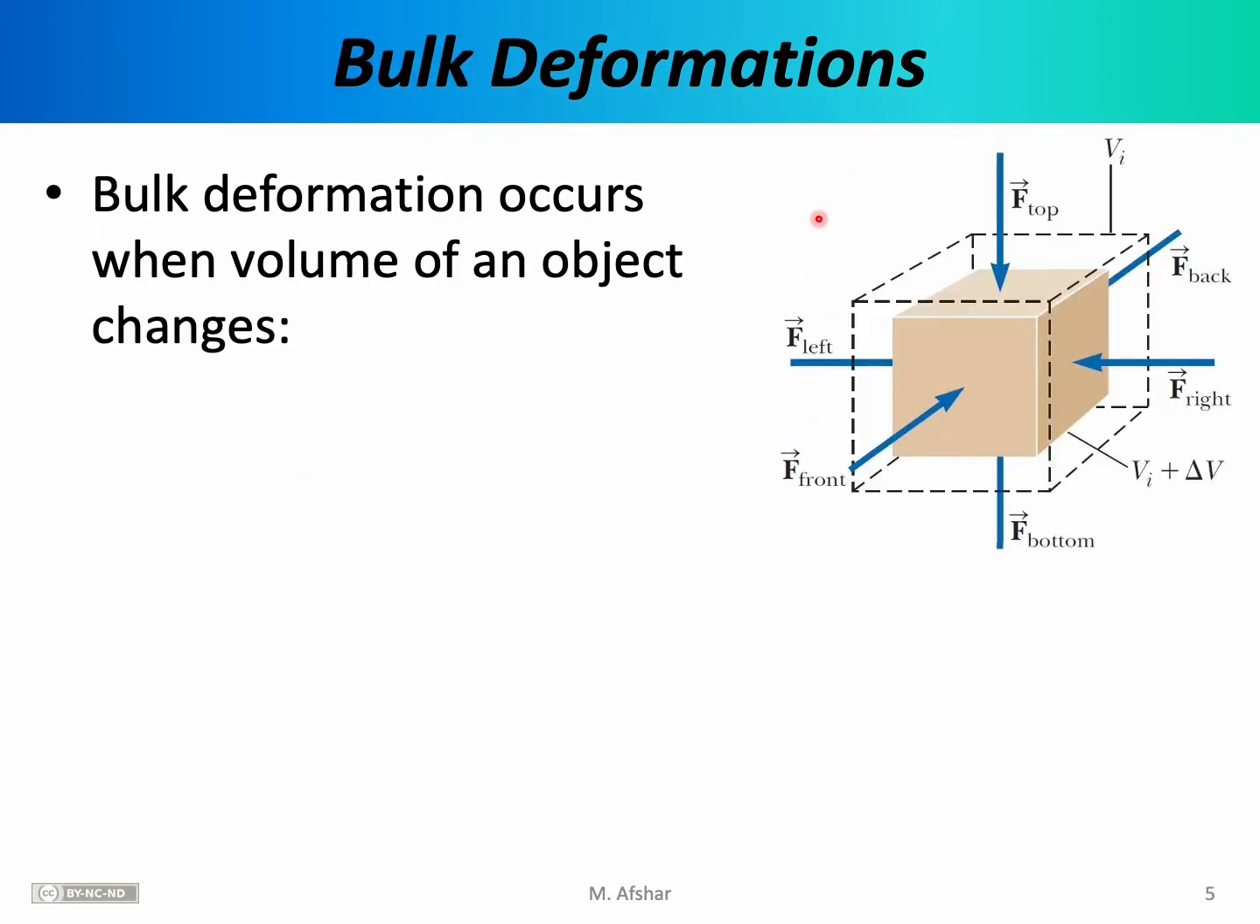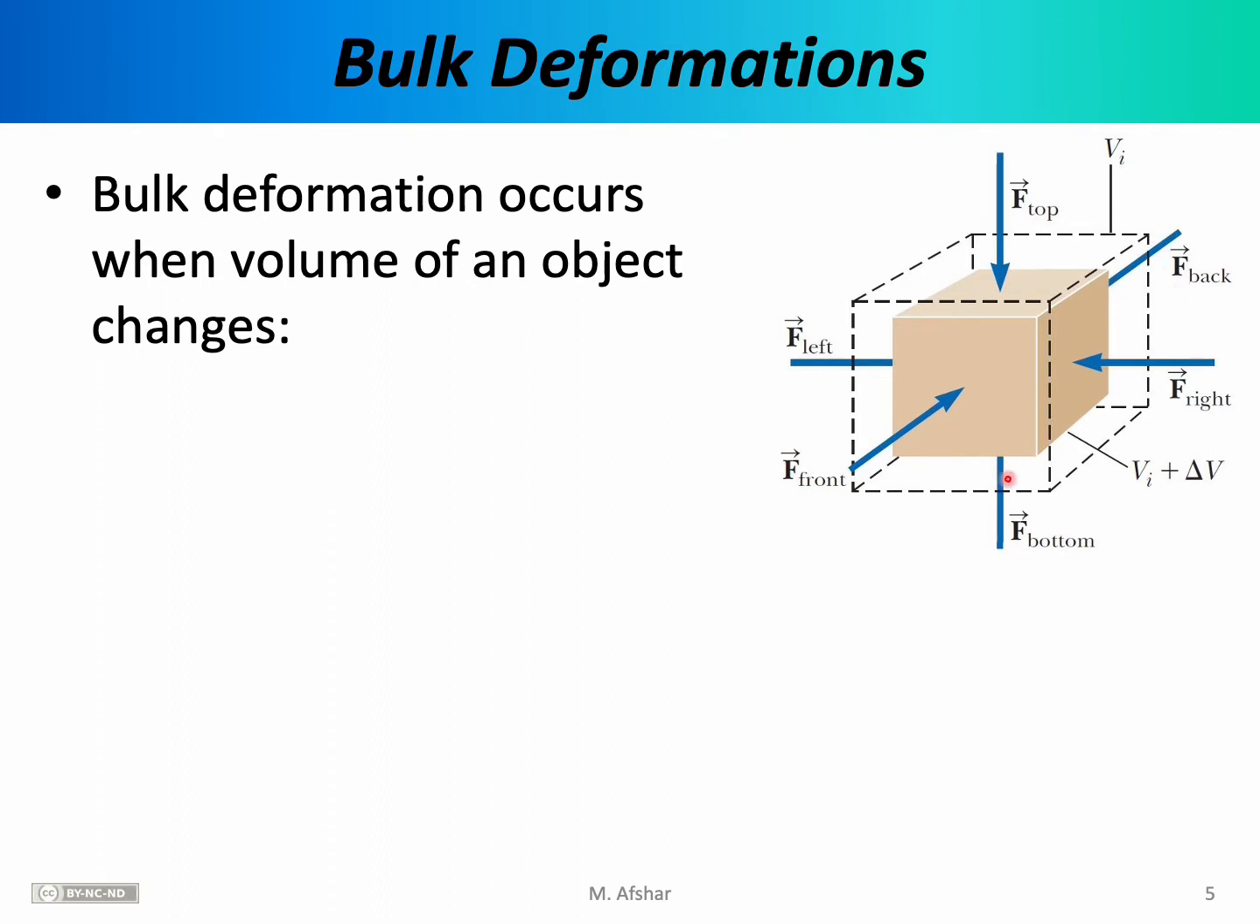The third type of deformation that we want to discuss is bulk deformations. Bulk deformation occurs when the volume of an object changes in response to applied forces. Once again, we have a very specific scenario in mind. We're imagining a cube of initial volume V sub I, and we're imagining that 6 forces are applied to the 6 faces of this cube, and as a result, the volume changes by amount delta V.